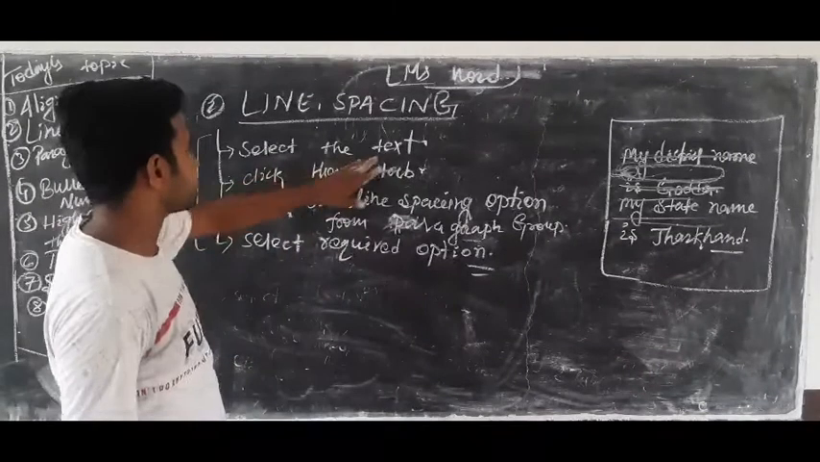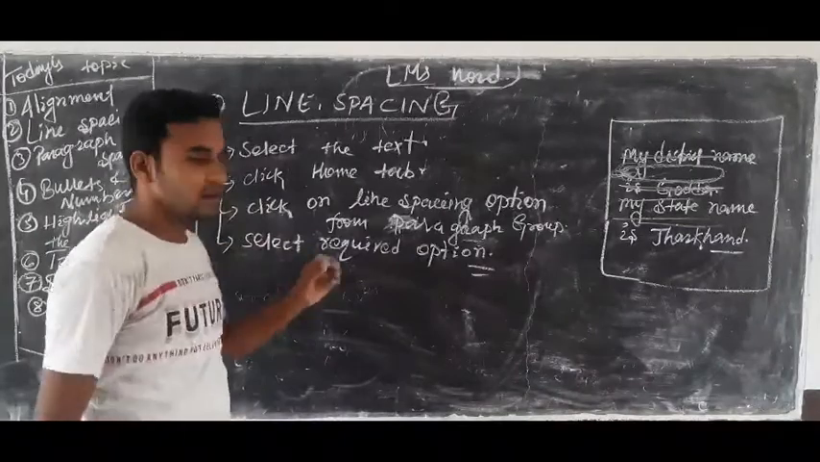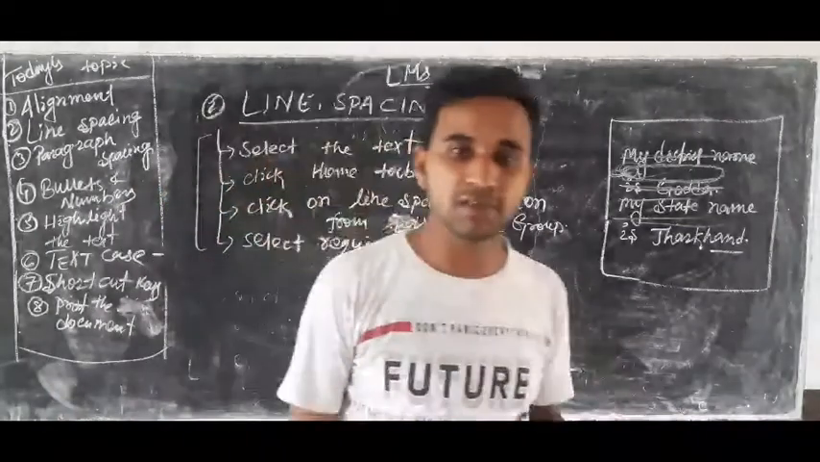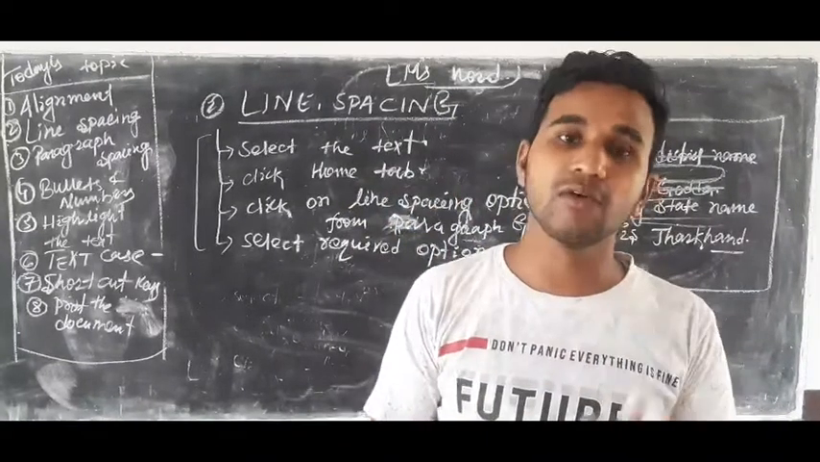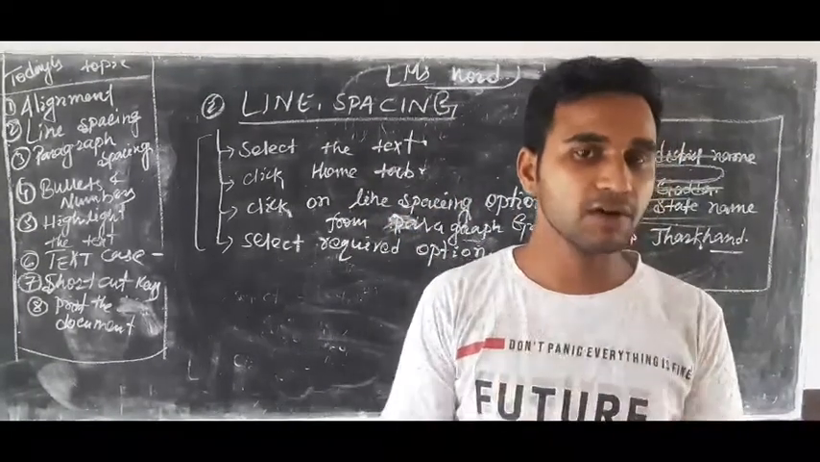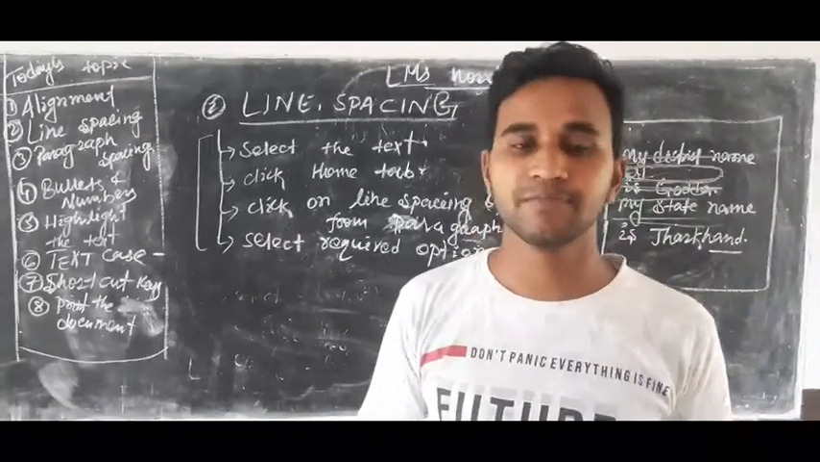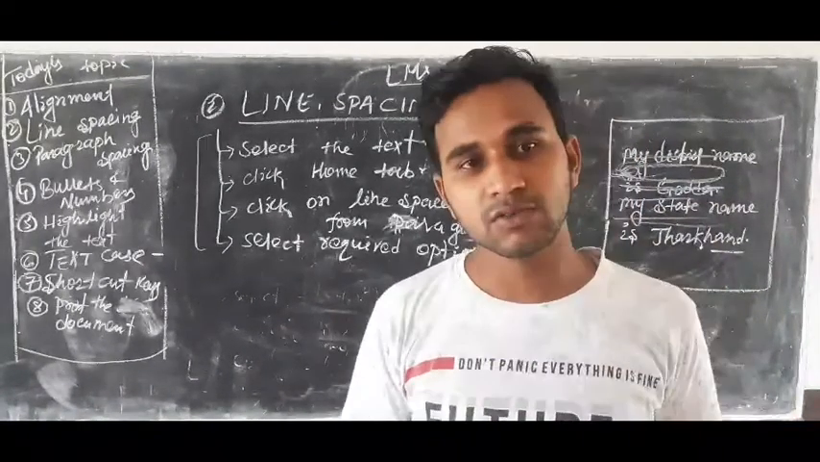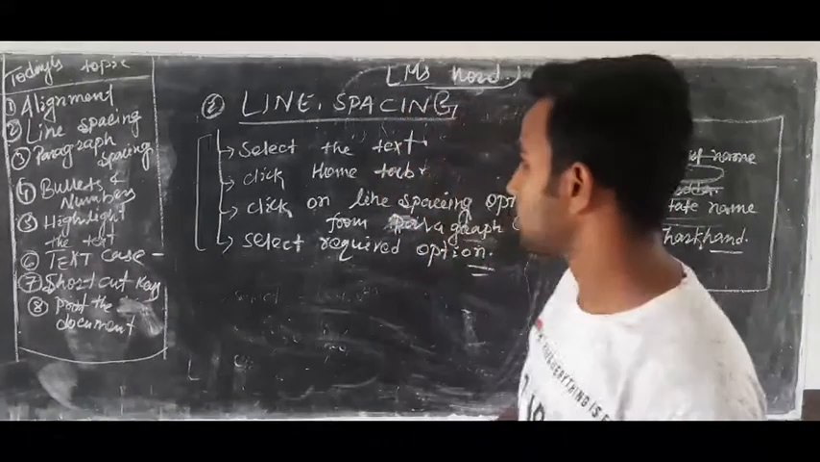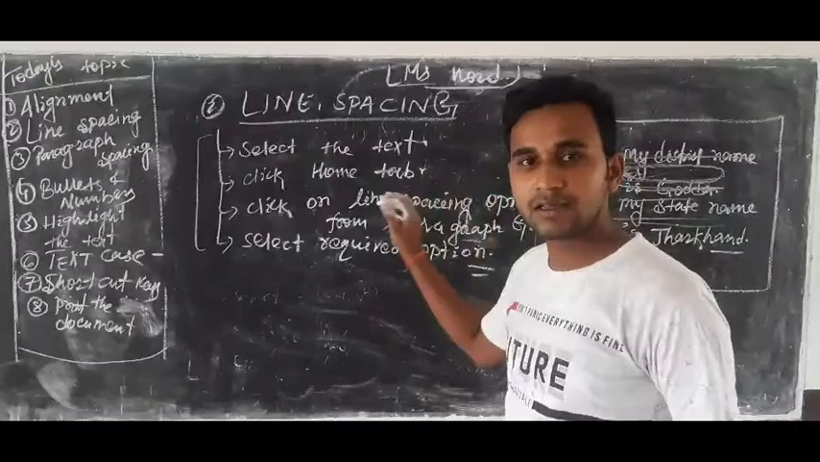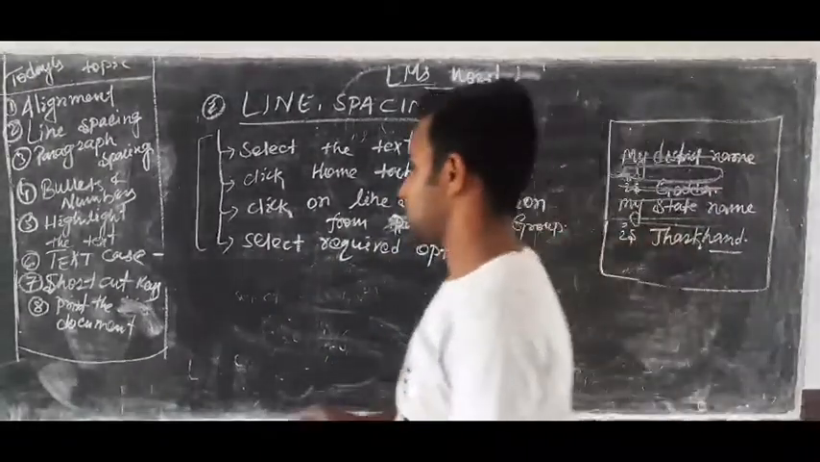First, select the text. Second, click on the Home tab. And third, click on the line spacing option from the paragraph group and next select the required option. If you want to increase, you can use the increase option. If you want to decrease, you can use the decrease option. So this is the step of line spacing.